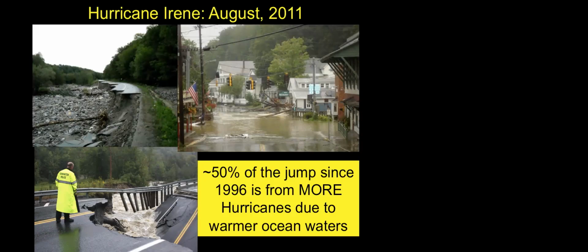We found that about half of that jump in 1996 was due to more hurricanes coming all the way up the East Coast and dumping lots of rain on the Northeast. And so the classic example of this was Hurricane Irene in 2011.